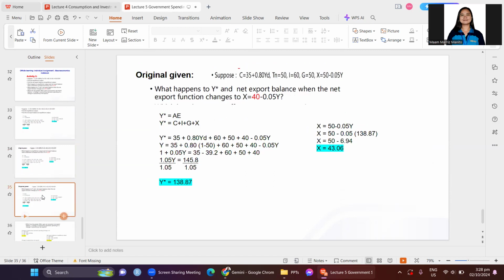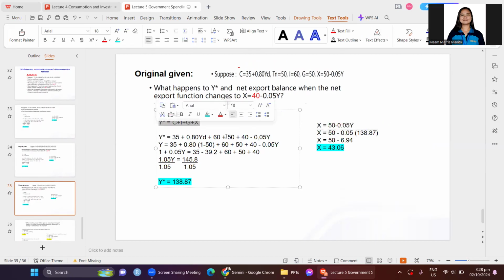What happens to the equilibrium output and net export balance when the net export function changes to X equals 40 minus 0.05y? So this will change. From 50 to 40. So we just change it as well. Same formula we'll be using. We'll just change the 50 to 40. We'll do the same way how we calculate that. And then we'll end up with 145.8 divided by 1.05. So that's 138.86.